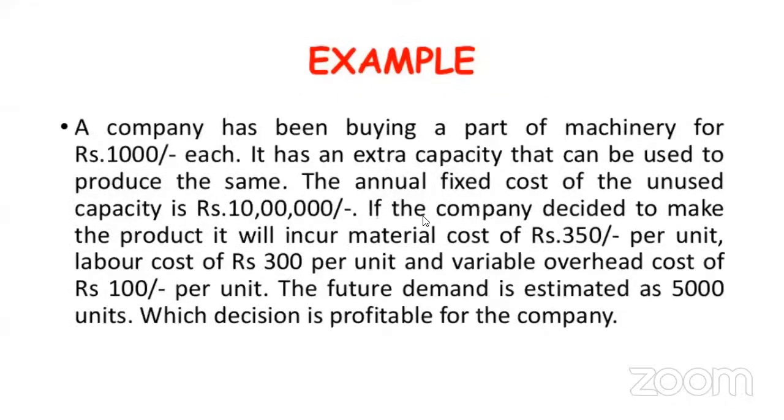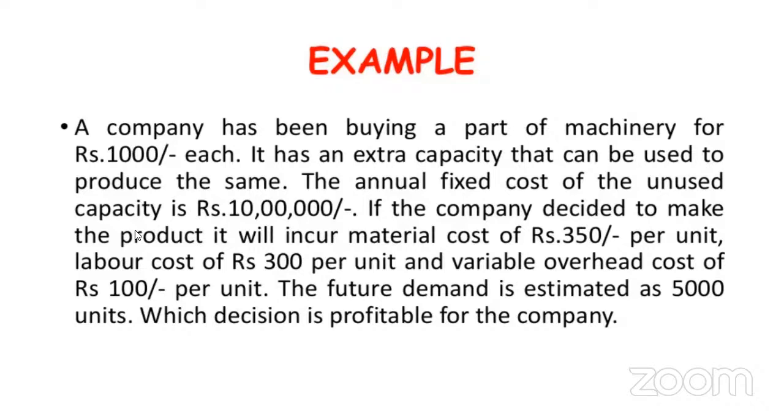For example, a company is buying a part of machinery for ₹1,000 each. It has extra capacity that can be used to produce the same part. The annual fixed cost of the unused capacity is ₹10 lakhs. If the company decides to make the product, it will incur a material cost of ₹350 per unit, a labor cost of ₹300, and variable overheads of ₹100. Meaning 350 plus 300 is 650, plus 100, 750 rupees. The future demand is estimated at 5,000 units. Which decision is profitable for the company, to make the product or buy it?